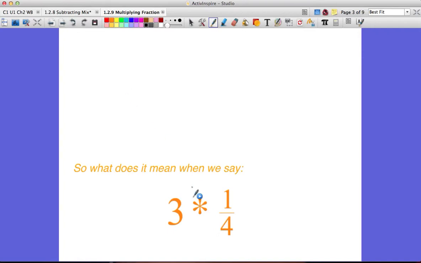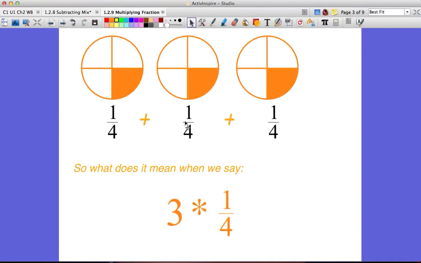All right, so if I take 3 times 1/4, instead of trying to add the 3 1/4 times, we're going to add 1/4 3 times, because that's what this problem actually means. What it means is we're doing 1/4 plus 1/4 plus 1/4. In this case, we know that this answer should be 3/4.